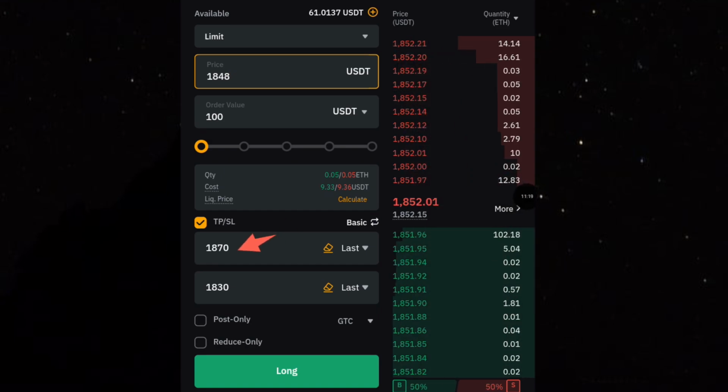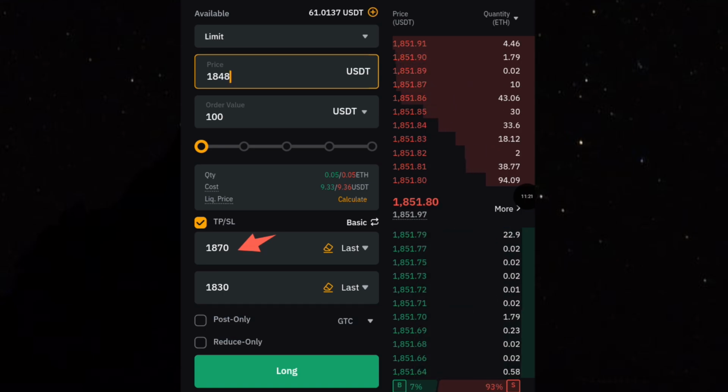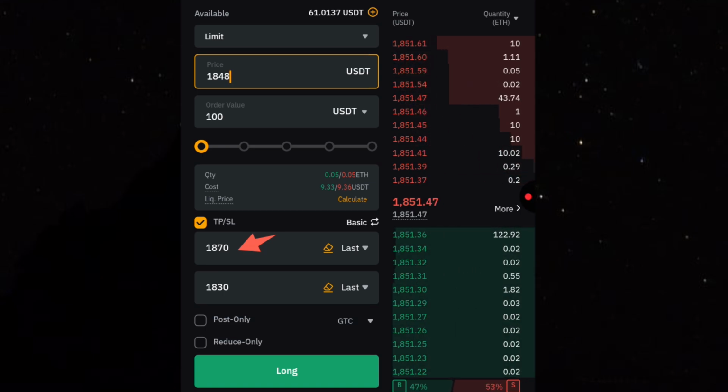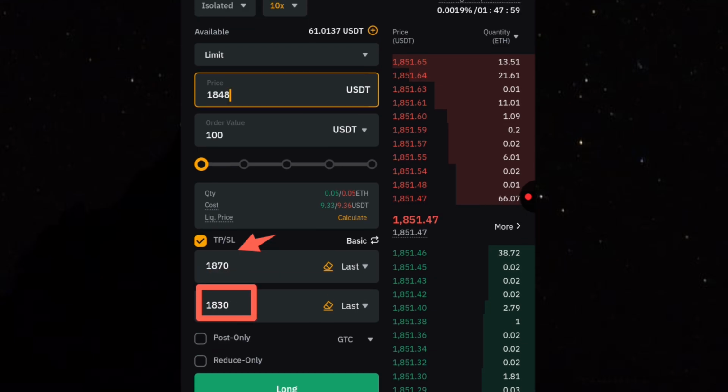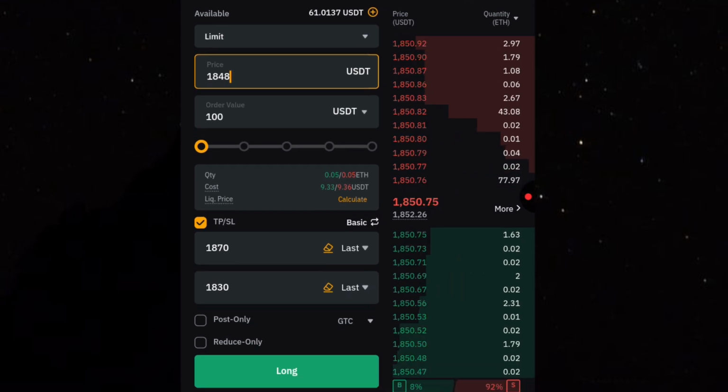So this means that Bybit, once the price of Ethereum gets to 1870, I want to leave the market with my profit. I don't want to do again. Here, Bybit, if things start going wrong and the price of Ethereum goes down to 1830, I want to leave the market. I don't want to do again. You understand? Then once you have agreed on everything, you click on long your crypto.